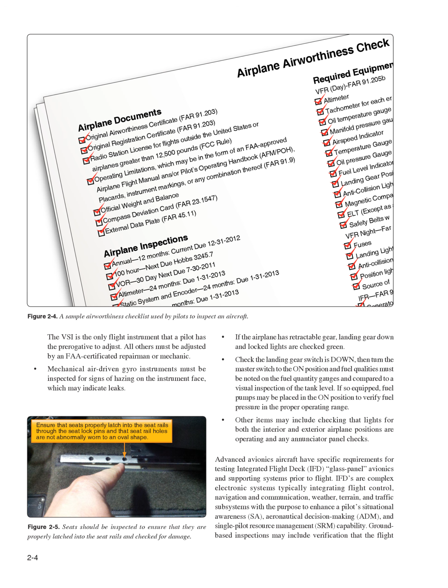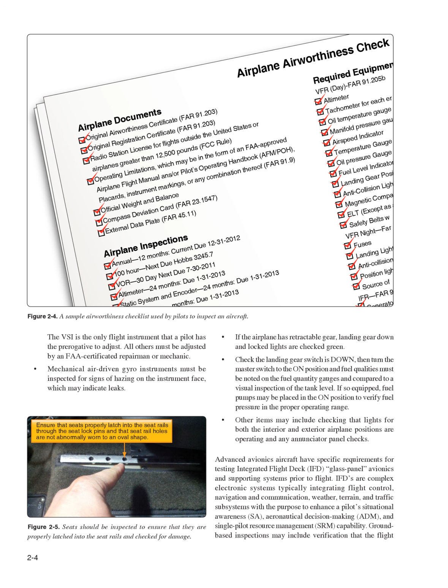If the airplane has retractable gear, landing gear down and locked lights are checked green. Check the landing gear switches down, then turn the master switch to the on position, and fuel quantities must be noted on the fuel quantity gauges and compared to a visual inspection of the tank level. If so equipped, fuel pumps may be placed in the on position to verify fuel pressure in the proper operating range. Other items may include checking that lights for both the interior and exterior airplane positions are operating, and any annunciator panel checks.